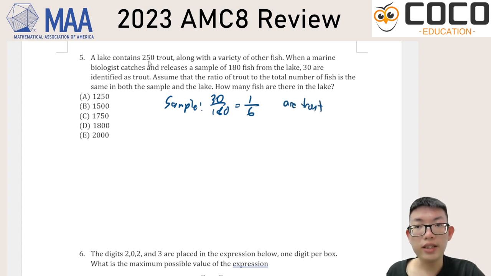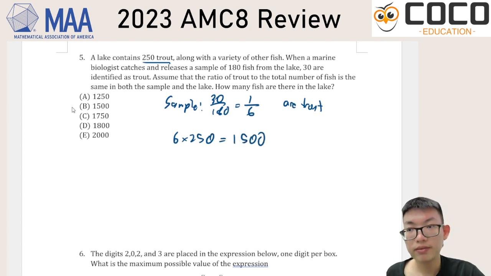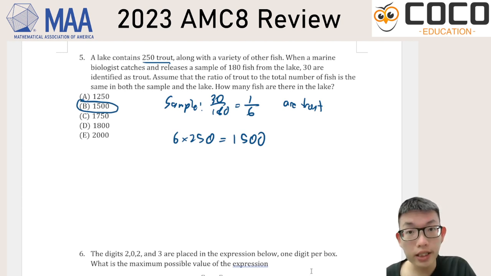Now the lake contains 250 trout, and so therefore that being 1 in 6, the total number of fish would be 6 times 250, which is 1500. Now make sure to read very carefully. In this case, the 180 fish includes the 30 trout. It's not 30 trout and 180 other types of fish, in which case the answer would have been a little different.